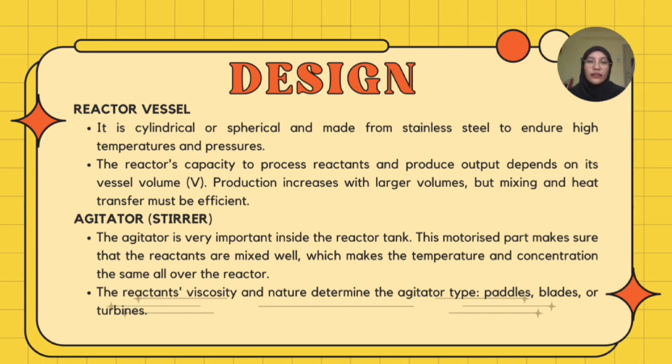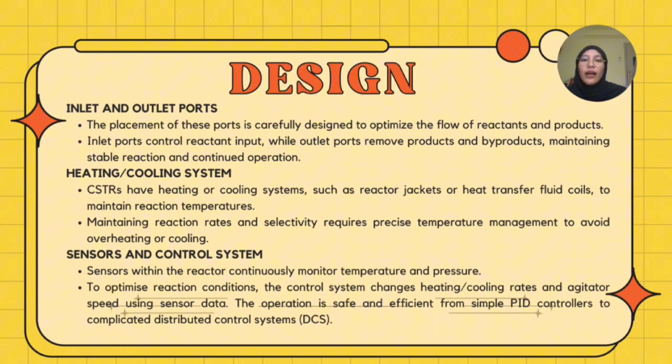And next, agitator. Inside the reactor vessel, the agitator plays a critical role. This mechanical device ensures that reactants are truly mixed, leading to a uniform temperature and concentration throughout the reactor. Different types of agitators, such as paddles, blades, and turbines, are used depending on the viscosity and nature of the reactor.